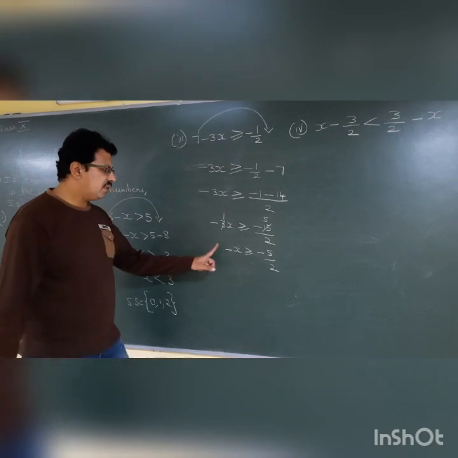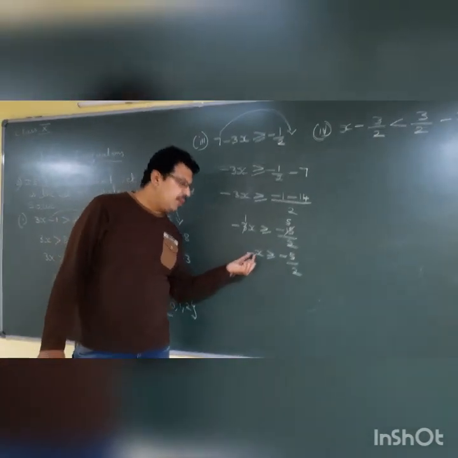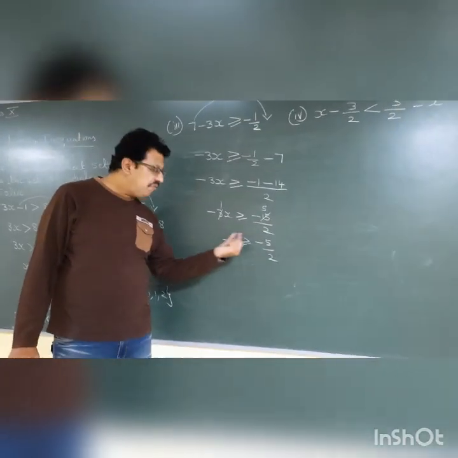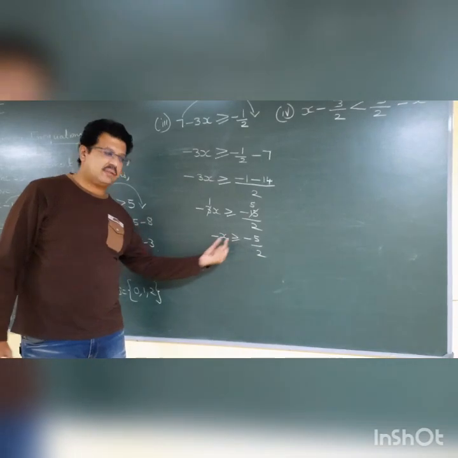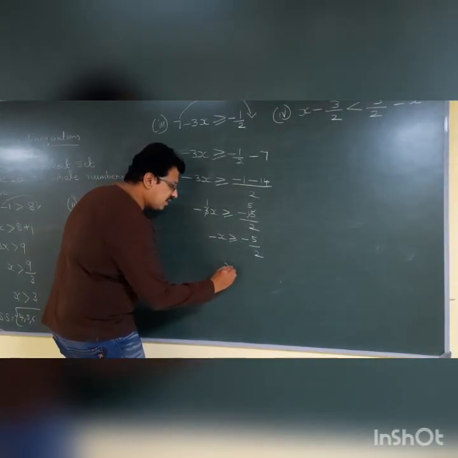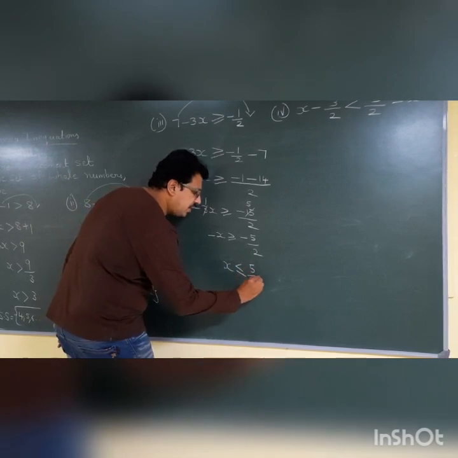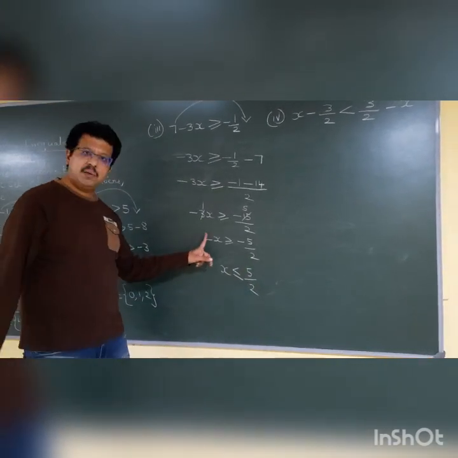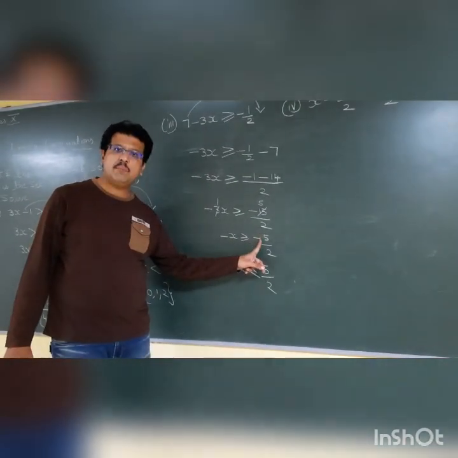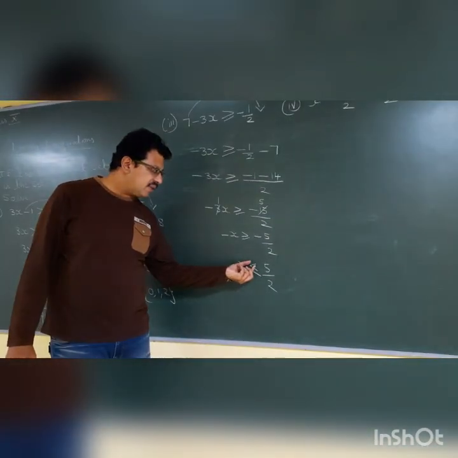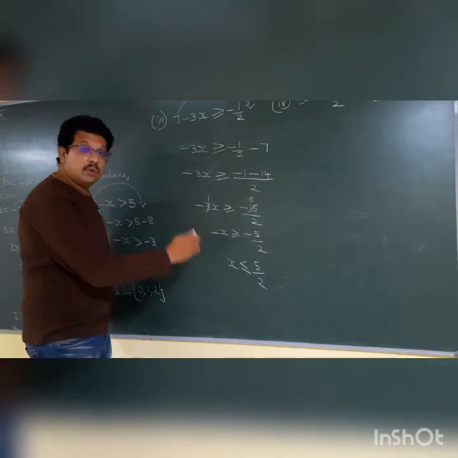You can see, children, both the sides have a minus sign. So again we need to multiply both the sides by minus. Whenever you multiply both the sides by minus, the inequality will change. So what happens here? x is less than or equal to 5 by 2. When you multiply both sides by minus, this will also be plus and this also will be plus here. So x is less than or equal to 5 by 2.